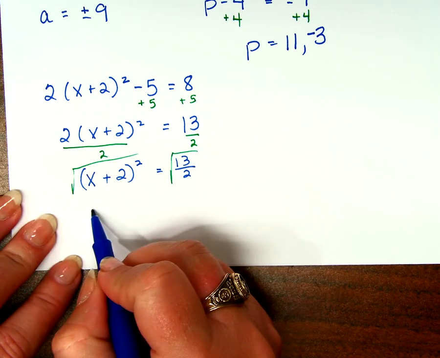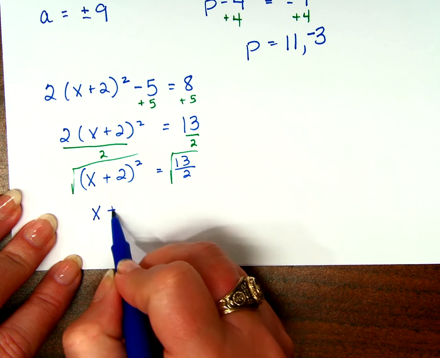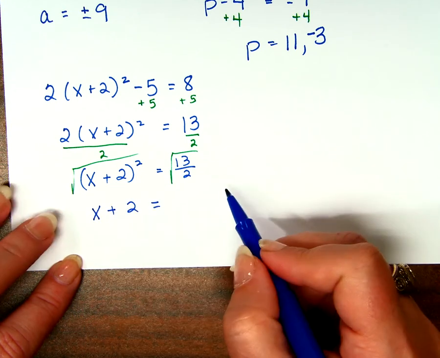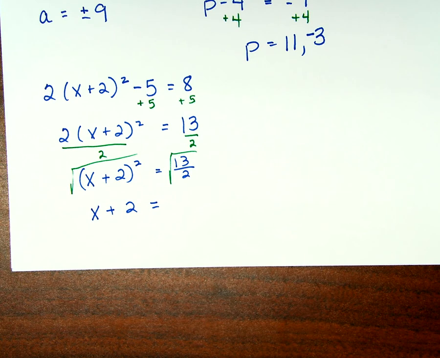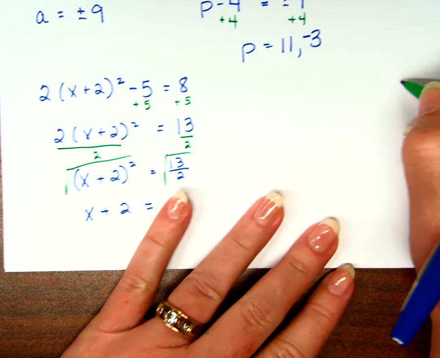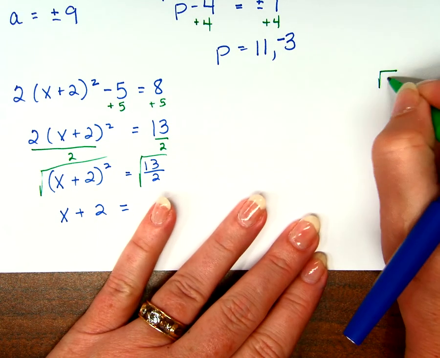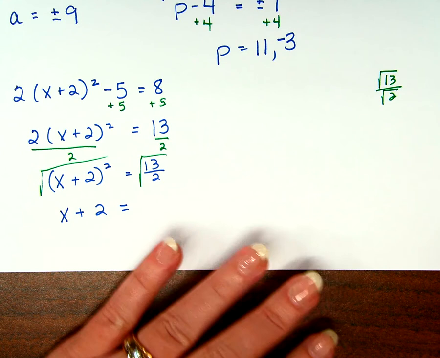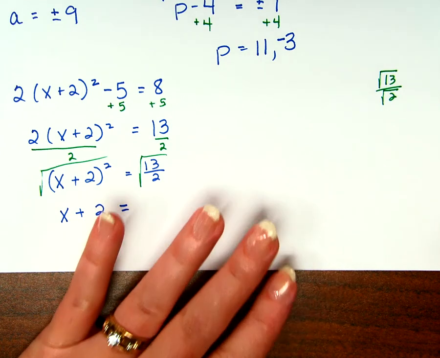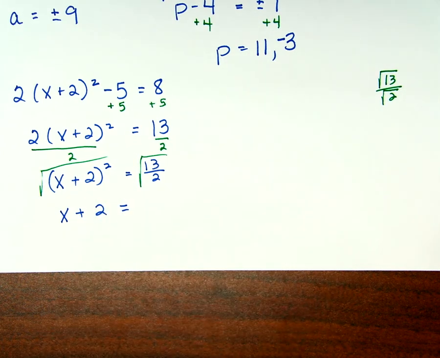On the left-hand side, I have x plus 2, and on the right-hand side, I have, uh-oh, am I allowed to have a fraction inside of a square root? No, because when I do, that means I have the square root of 13 over the square root of 2, and I for sure can't have a square root in the denominator, can I? Man, I'm glad we worked on this last week. It's almost like I planned it like this.